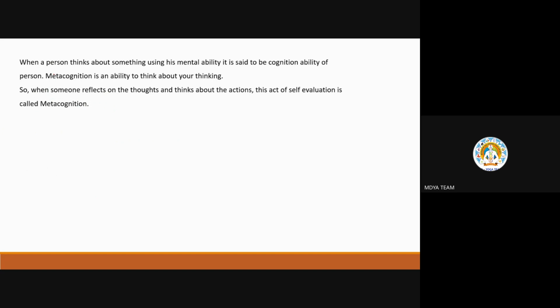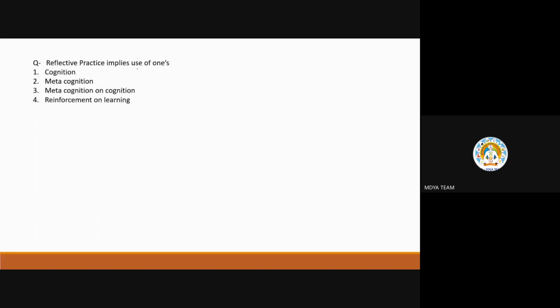See, one thing is cognition. Cognition means the thinking ability. And what is metacognition? When a person thinks about something using his mental ability, it is said to be the cognition ability of the person. And metacognition is the ability to think about your thinking. If I am thinking about what I am thinking, then this is metacognition. Like you have read about the metaverse. So cognition is if we are using our mental ability or thinking something, and metacognition is if we are thinking about what we are thinking. So when someone reflects on the thought and thinks about the actions, this act of self-evaluation is called metacognition. Now this thing, reflective practice implies use of ones.